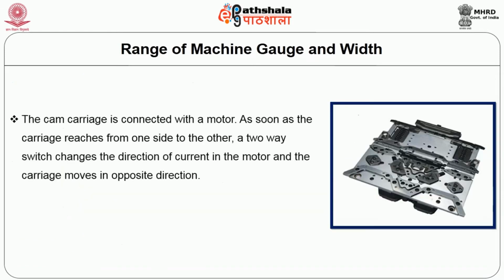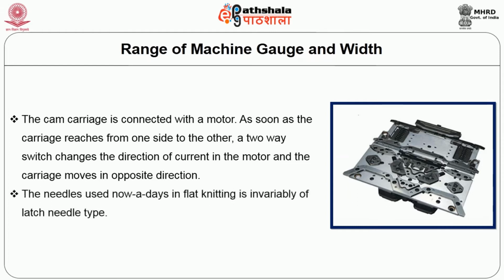The cam carriage is connected with motor. As soon as the carriage reaches from one side to another, a two-way switch changes the direction of current in the motor and the carriage moves in opposite direction. Needles used nowadays in flat knitting machine are invariably of latch needle type.